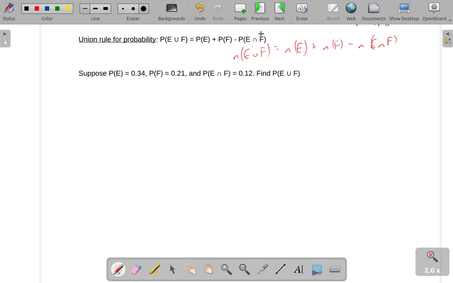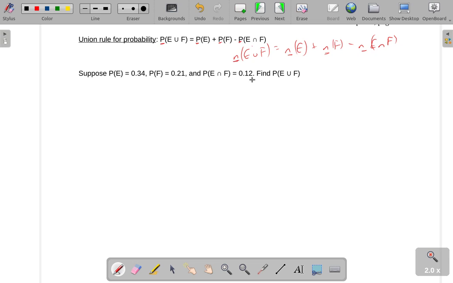But it turns out there's a union rule of probability as well, and it looks identical. The only real difference here is that instead of saying the size of each of these sets, we're saying the probability of these events. So the probability of the union is equal to the probability of the first plus the probability of the second minus the probability of the intersection. You have all the typical rules of being able to manipulate this because it's an equation.